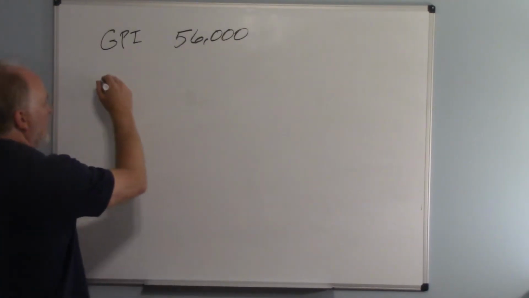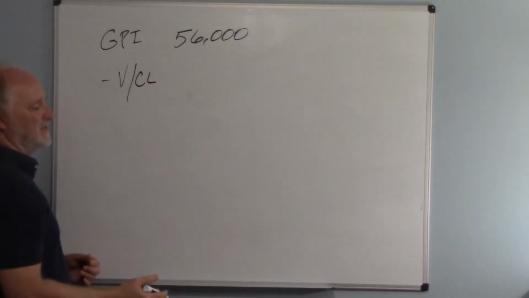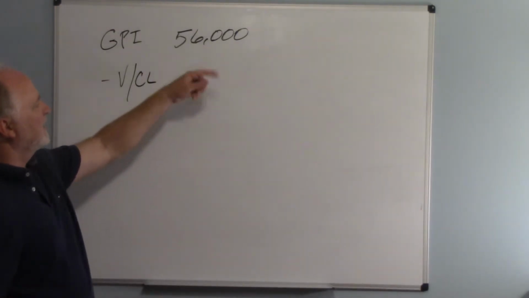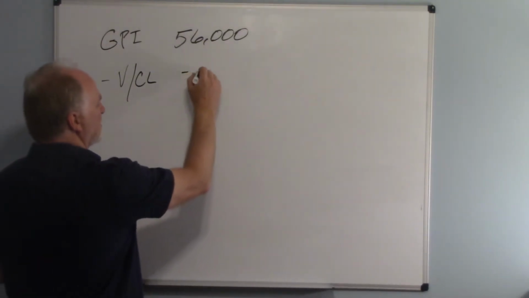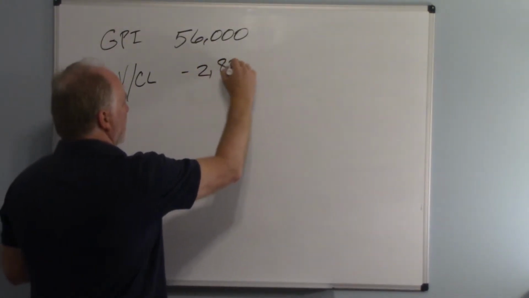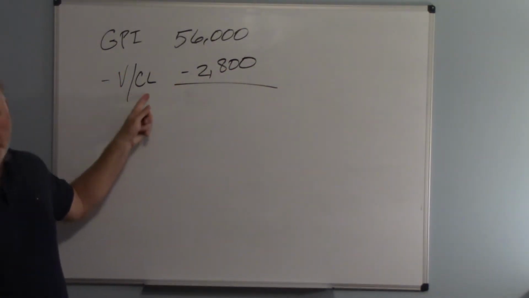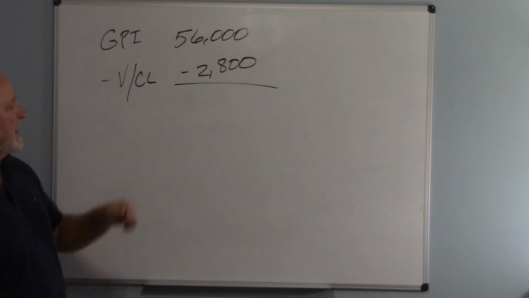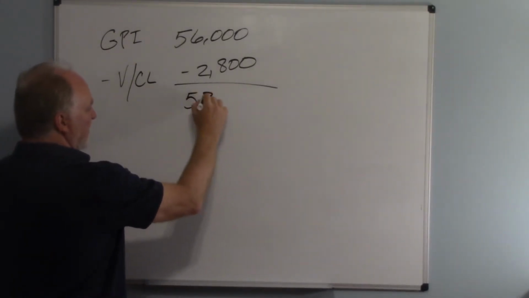Notice I told you vacancy is typically expressed as a percentage, in this case 5%. 5% of $56,000 looks like it's going to be about $2,800. Is that right? Correct. Okay. So in other words, you couldn't collect vacancy and credit loss. So 56,000 minus 2,800 looks like it's going to be $53,200.